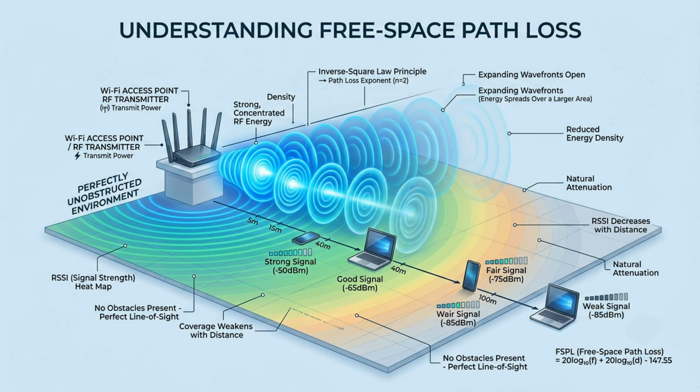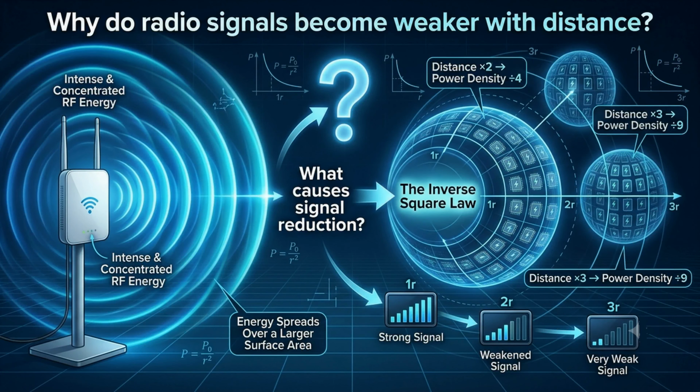In the last video, we learned that radio signals become weaker as they travel through space, a phenomenon known as free space path loss. But what causes this signal reduction, can you imagine? The answer lies in a principle known as the inverse square law.